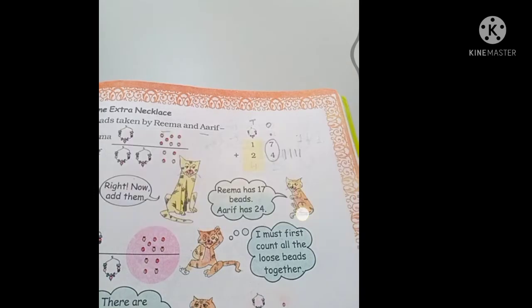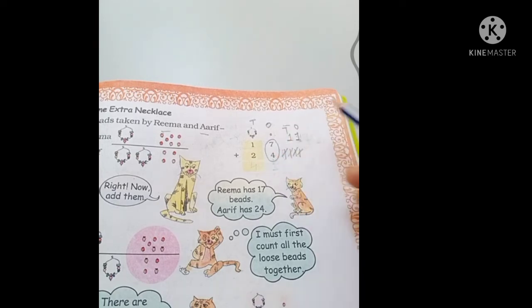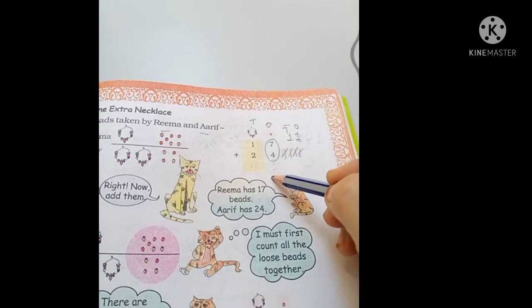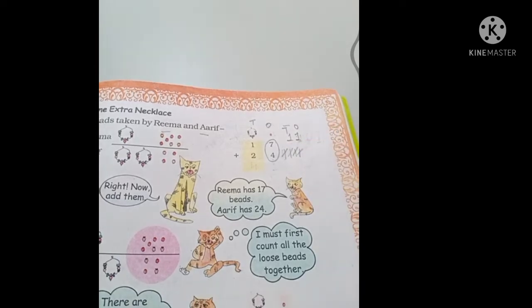So, after 7, students, if you count, 8, 9, 10, 11. So, what answer do we get, students? We get answer 11. So, students, if you are adding 7 plus 4, we get answer 11. Remember students, 11 is a 2 digit number. So, we can't write a 2 digit answer over here, right? At a ones place or any place in the answer column, we can only write a 1 digit number. So, here 11 is a 2 digit number. Now, what to do students?